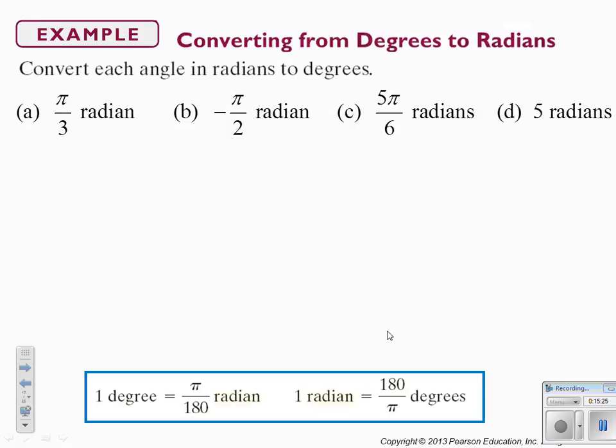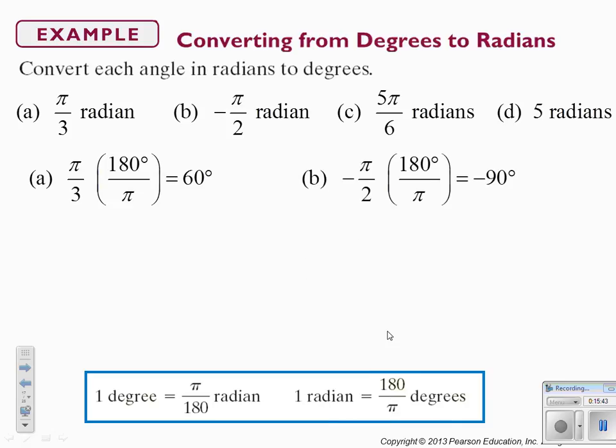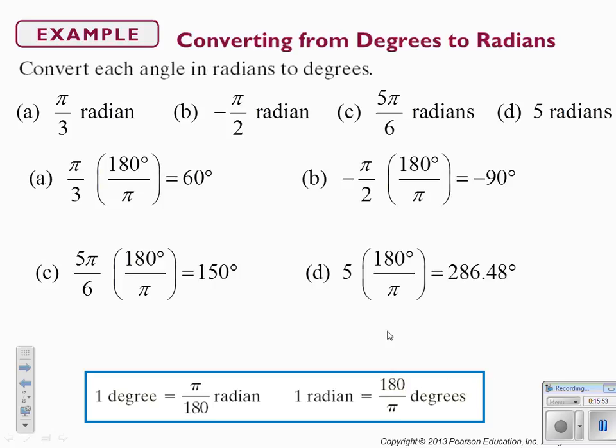Okay, now we can convert it back. When I have pi over 3 radians, I'm going to multiply that by 180 over pi. The pi's cancel out because degrees don't have pi in them. And pi over 3 is 60 degrees. Negative pi over 2, multiply that by 180 over pi, and you get negative 90. 5 pi over 6 times 180 over pi, you get 150.